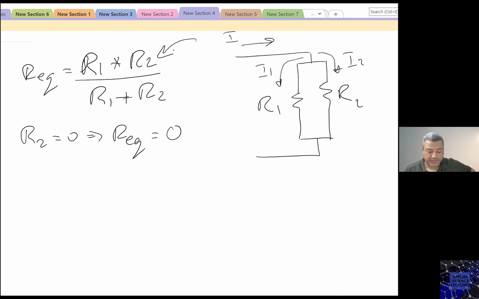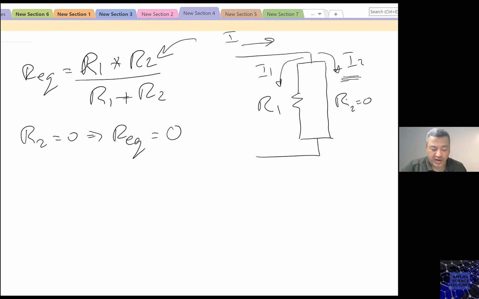So in this case, if R2 is 0, this current I is not going to split into R1. Meaning of a 0 for R2, this means that this is going to be a piece of wire, right? Which means if you now try to calculate I2 or I1 using the current division, here R2 equals 0. That's why it's a piece of wire.